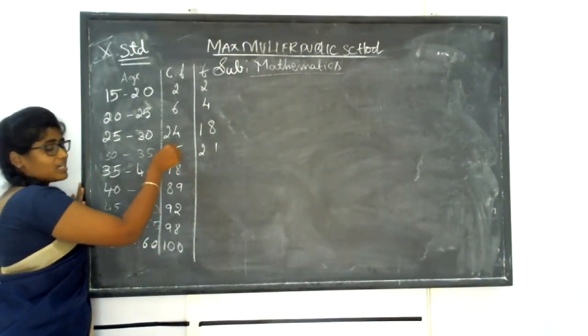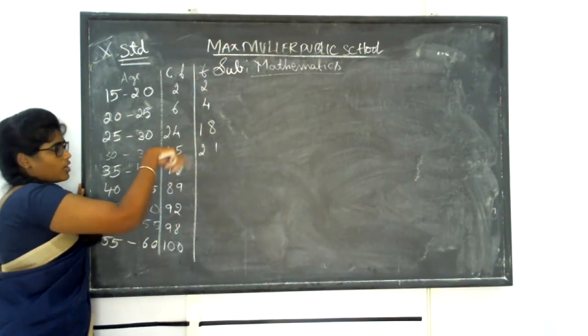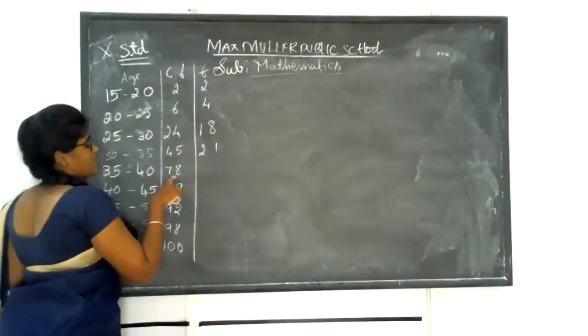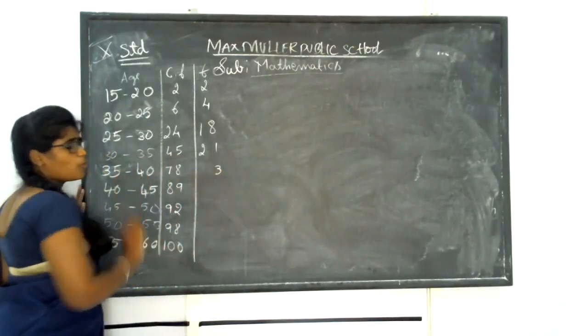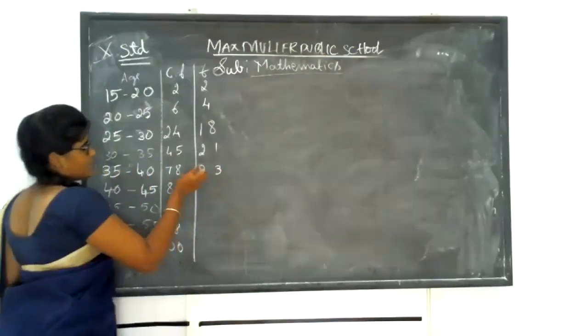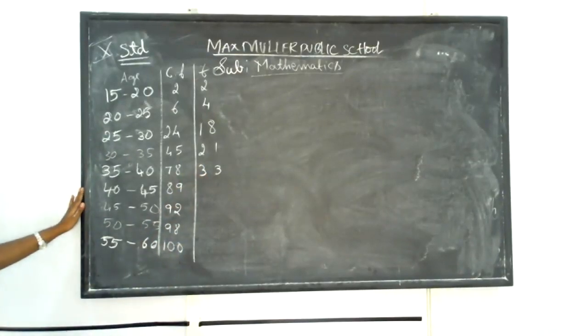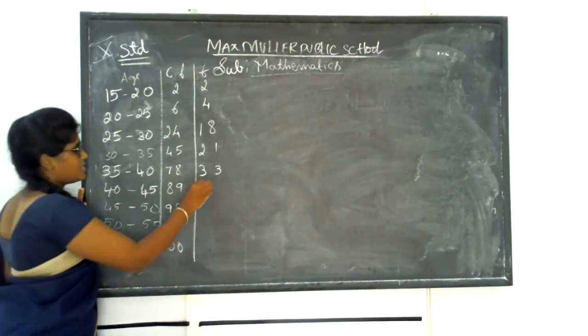Then 78 minus 45. You are going to subtract here only. You are not going to take this one. Then 78 minus 45. 8 minus 5 is 3, 7 minus 4 is also 3. Correct? You will get 33. Then again 89 minus 78 is 11.